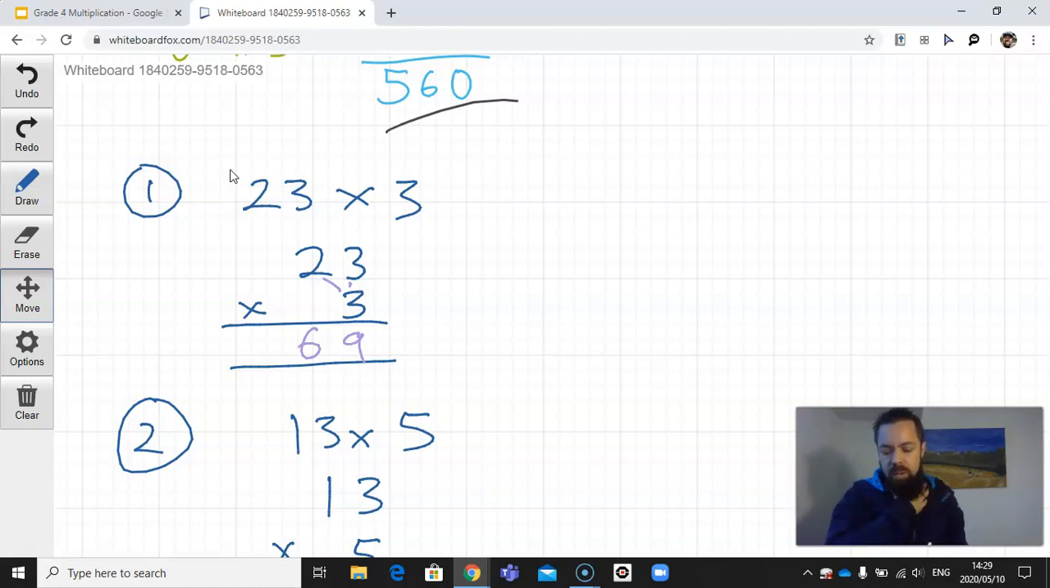I will work this one out as well because the other one didn't have a carry. So 3 times 5 is 15. 5 comes here and I carry the 1. 1 times 5 is 5, plus the 1 is 6, and the answer is 65.